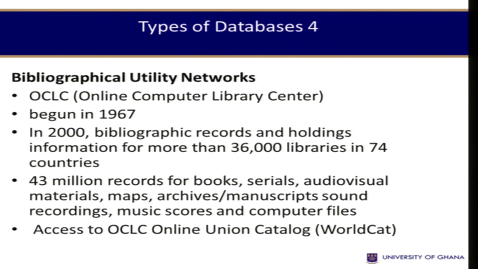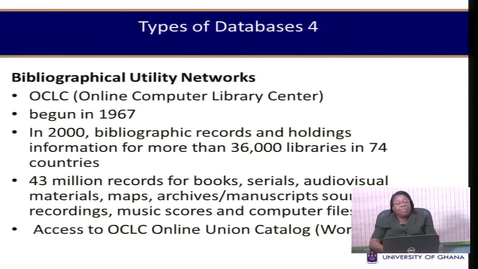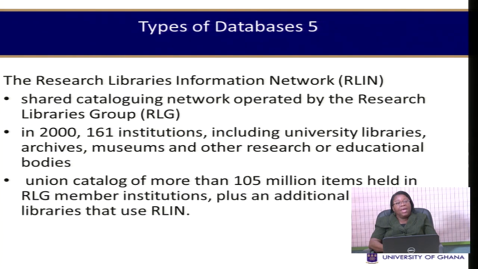We also have other types of databases and what we call the bibliographical utility networks. These are networked databases. Examples of them are the OCLC, which you need to read more on. It stands for Online Computer Library Center. And then the RLIN, which stands for Research Libraries Information Network. These are networked databases. You need to have a subscription to be able to access the information that you need from them.